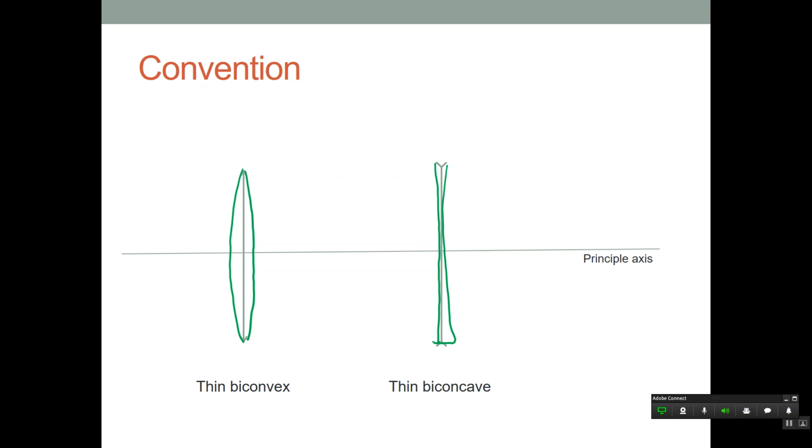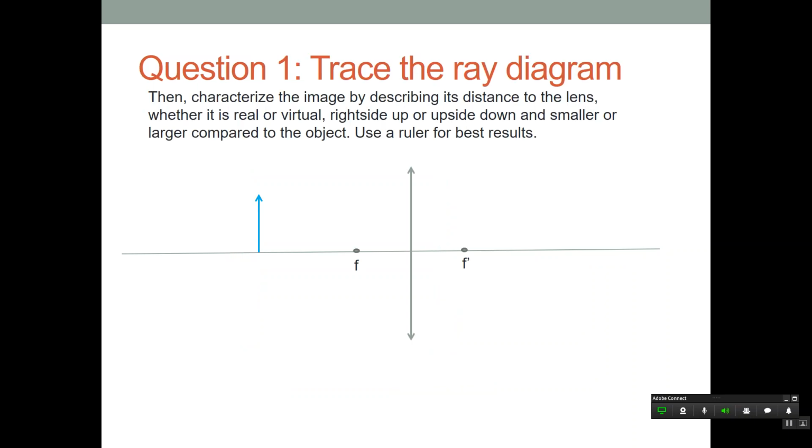So I won't always be drawing my lens as a curvy surface. If I draw the arrows, you know it's a curved lens. All right, back to basics. Let's go and try to do the ray diagram for this. Remember your three rays: through the focal point, parallel through the focal point, and through the lens without any refraction.